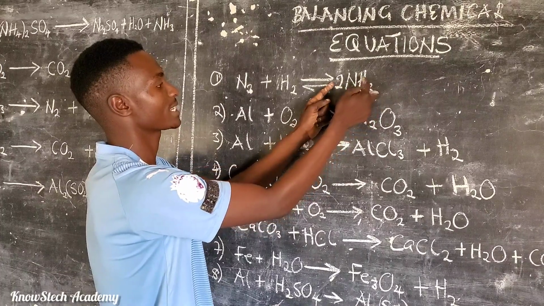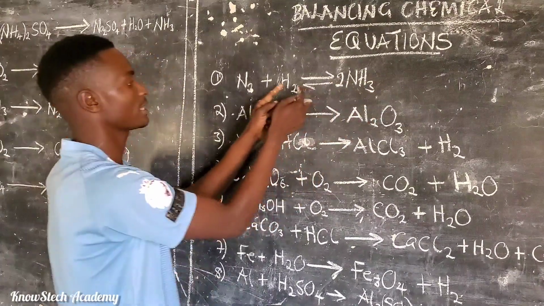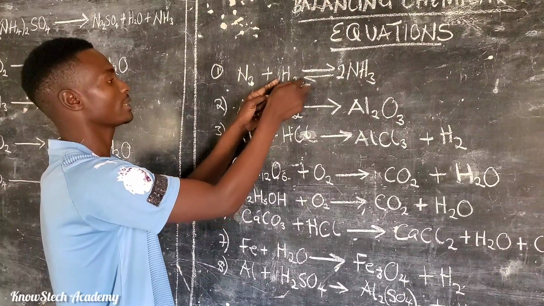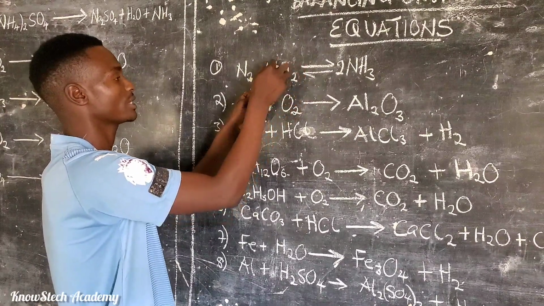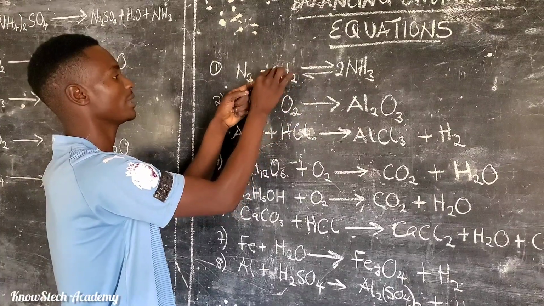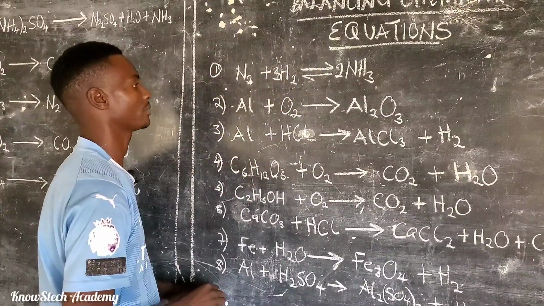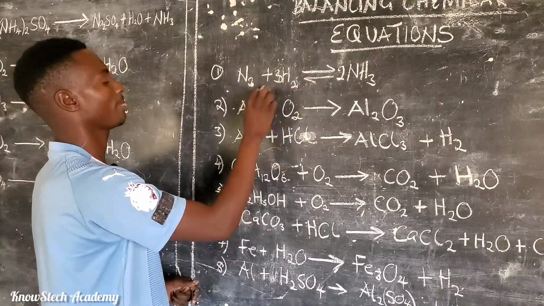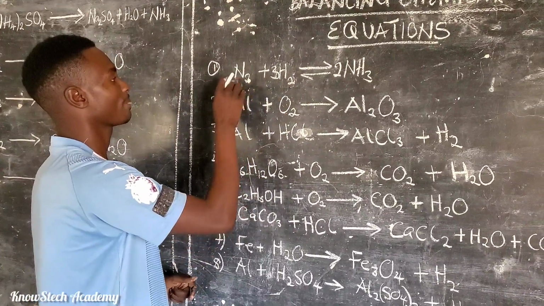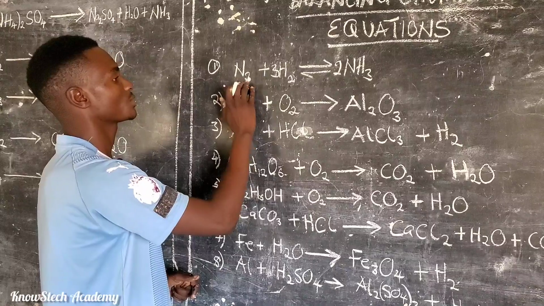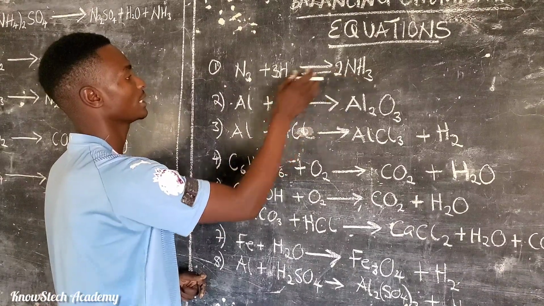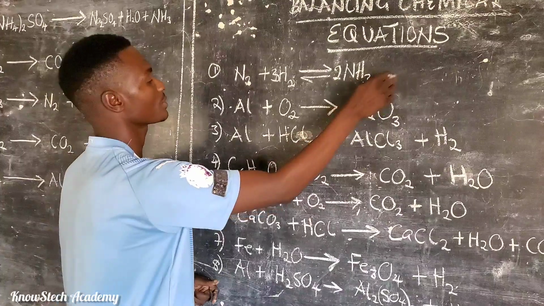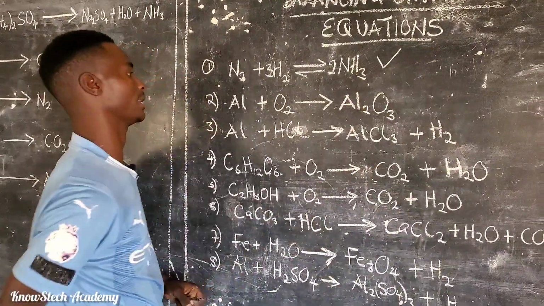So in short, we have 6 atoms of hydrogen. Then this side we have 2. How can we change 2 to 6? By putting a 3 in front of hydrogen, not changing this 2 to 6. No. So you double check. Nitrogen is 2, nitrogen is also 2 this side. Hydrogen 3 times 2 is 6, 3 times 2 is also 6. So this equation is balanced.